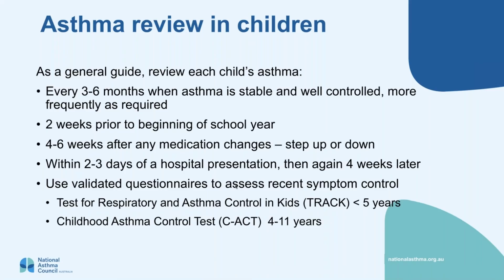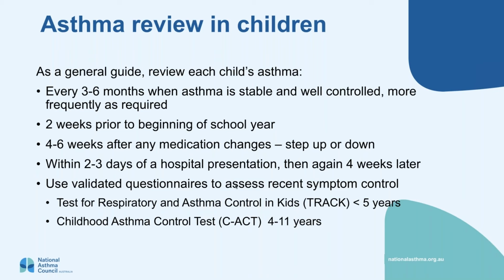So as a general guide, when we review each child's asthma, we need to review every 3 to 6 months when their asthma is stable and well controlled, which I know probably seems a lot, but if they're well controlled, it needs to be 3 to 6 months, 6 months at the maximum. We also need to review children 4 weeks after increasing any dose or any number of medications to regain control of partially or poorly controlled asthma. And we would also want to review them 4 to 6 weeks after decreasing a medication or stepping down treatment.